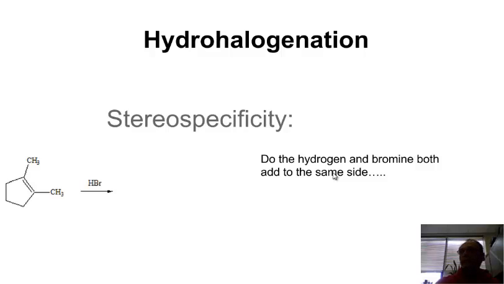So now you know what the story is on regiospecificity, in other words, which carbon gets which group when we add HBr or HCl or HI to a double bond. Now we're going to talk about stereospecificity. The question is, do the hydrogen and the bromine both add to the same side of the double bond? In other words, both to the top or both to the bottom?